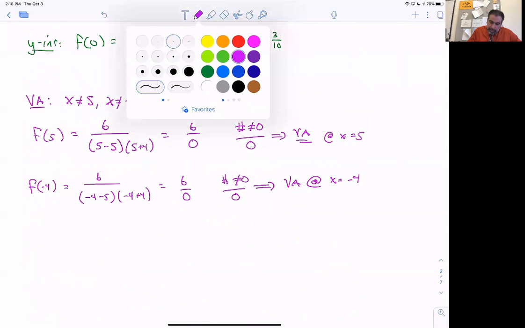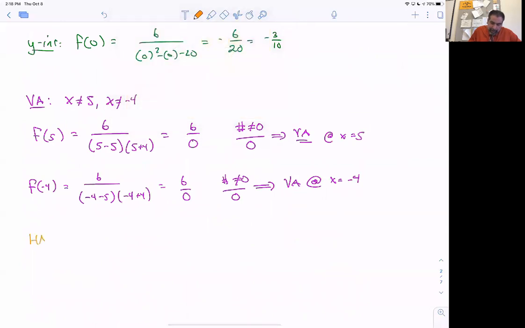So to find the horizontal asymptote, we ask what happens to the function as x goes to infinity? And what happens to the function as x goes to negative infinity? So our function on this one was 6 over x squared minus x minus 20. And that's what it was. I'm going to use it twice, once going to infinity and once going to negative infinity.